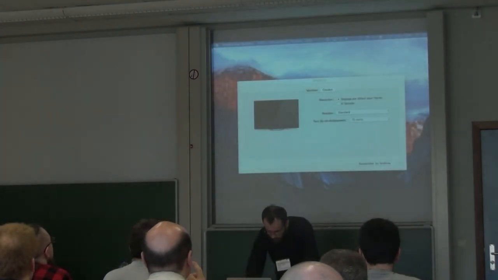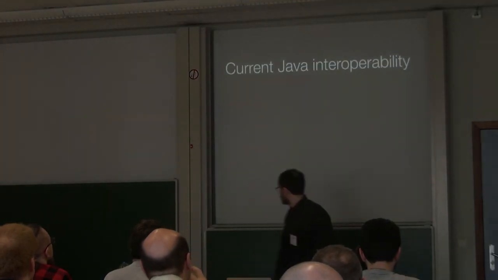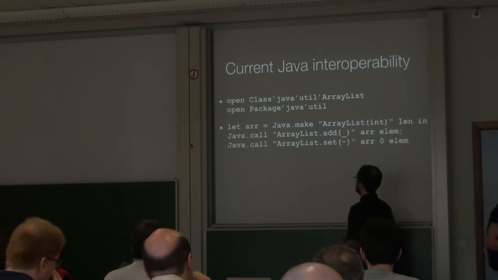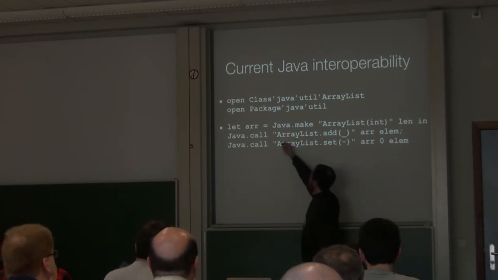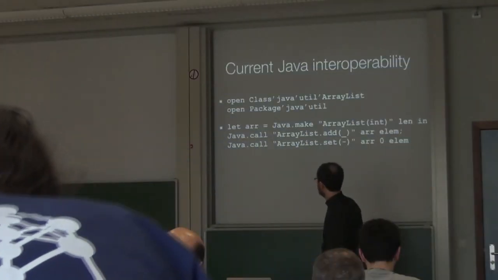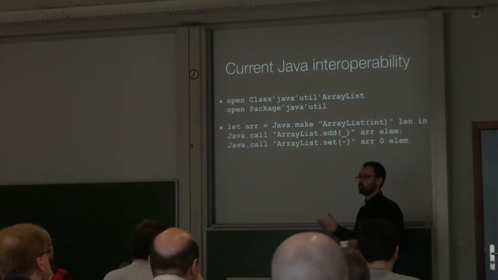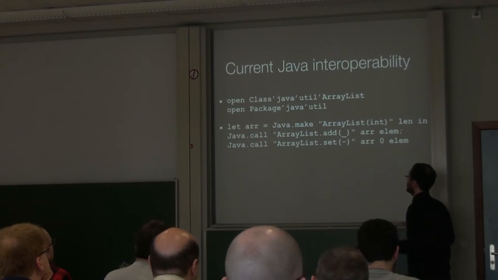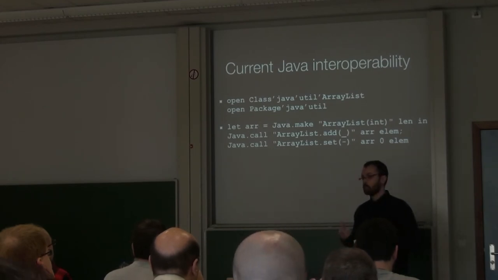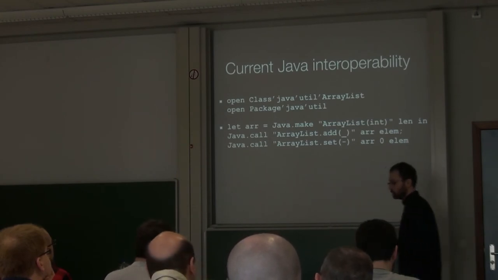So, for example, to manipulate Java elements from OCaml, you currently have to use a bunch of dedicated functions, such as make or call, and give a descriptor. So the nice thing is that everything is checked at compile time. So you keep the strong typing of OCaml. And at the same time, the bytecode that is generated for such code is just the same as would be generated by the Java compiler itself. So you are some sort of the best of both worlds.